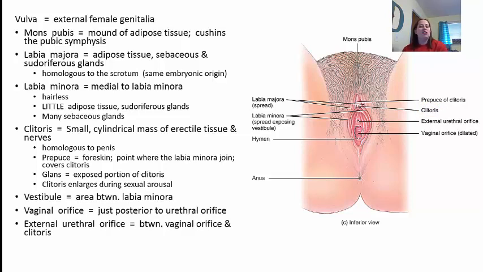The vestibule is the area between the labia minora. This is going to lead to the vaginal orifice just posterior to the urethral orifice. We also then see the external urethral orifice, which is between the vaginal orifice and the clitoris. Okay, so there's going to be some different kind of openings and spaces between those openings, since the female reproductive system is separate from the urinary system.